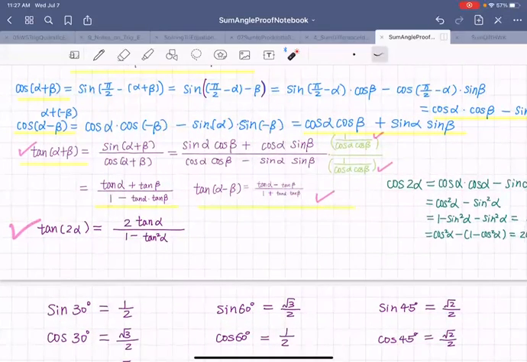Okay. Alpha and beta equal, tangent alpha equals tangent beta. Plus them together is 2 times tangent alpha, and then divide by 1 minus tangent square alpha. Okay. Does this make sense? That's all the formulas.